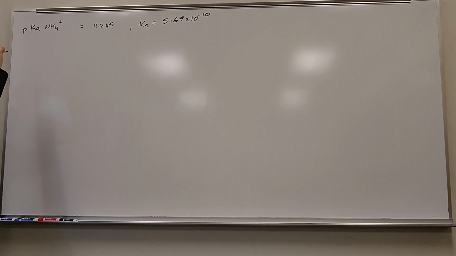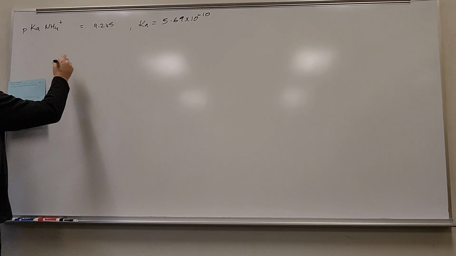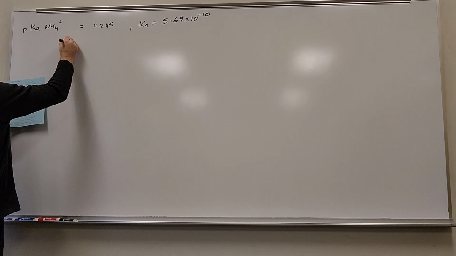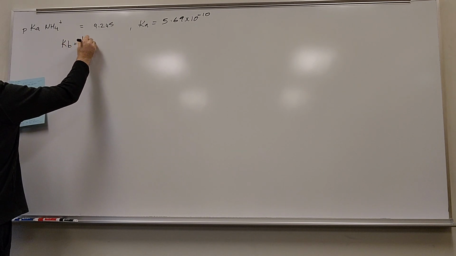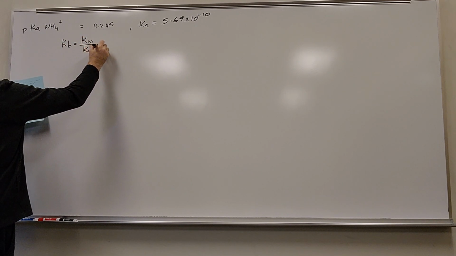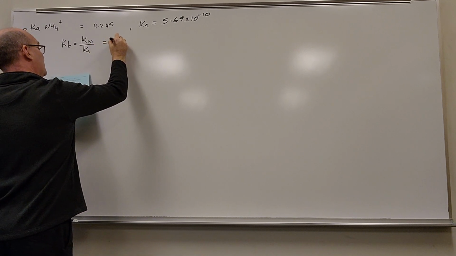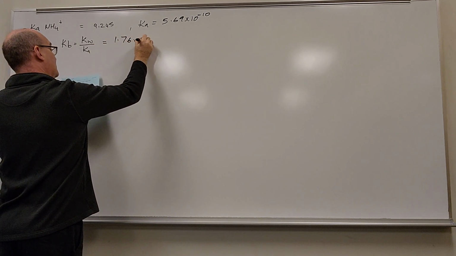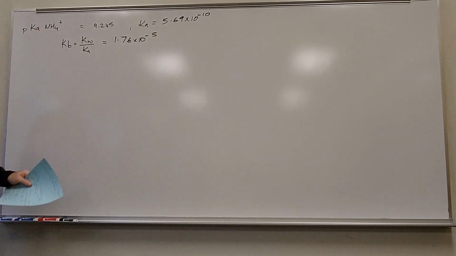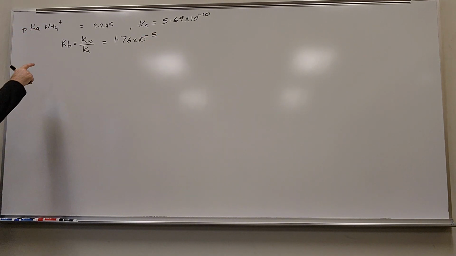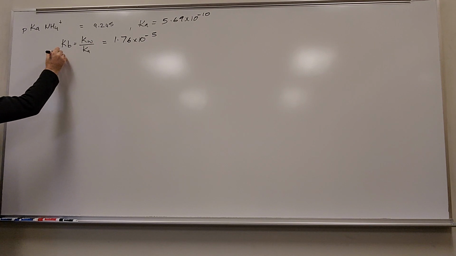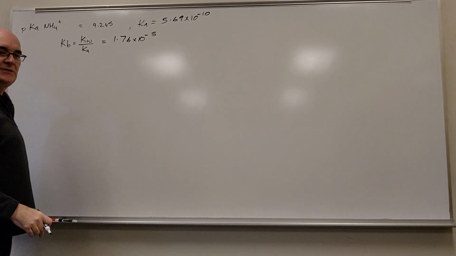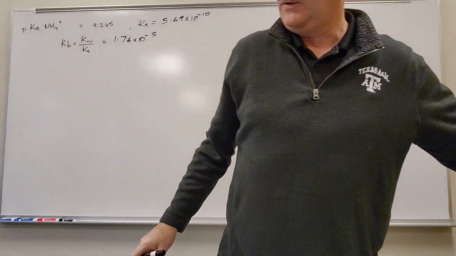We know that Ka and Kb are related and tied to that 10 to the negative 14 number that is Kw. So Kb was Kw over Ka, which gave us 1.76 times 10 to the negative 5. Okay. Kb is for the NH3.